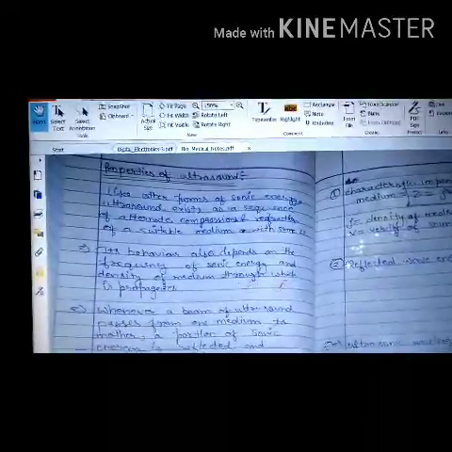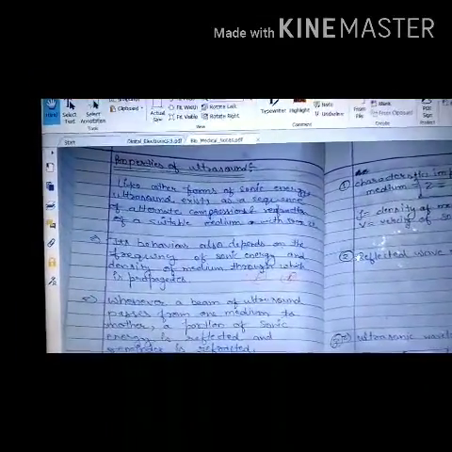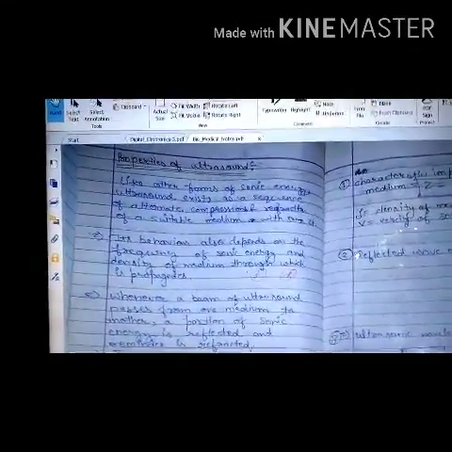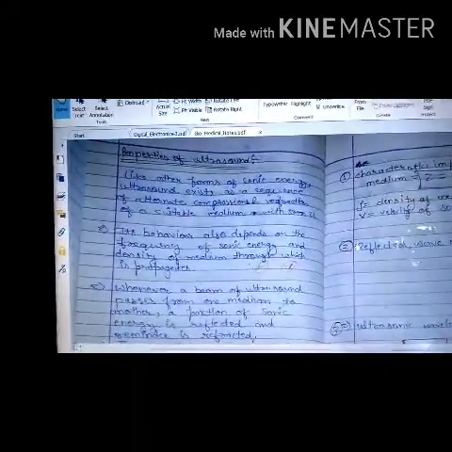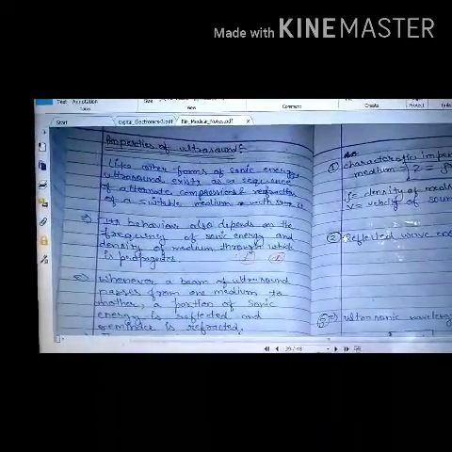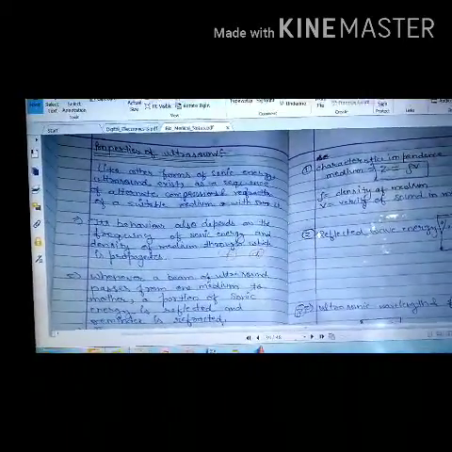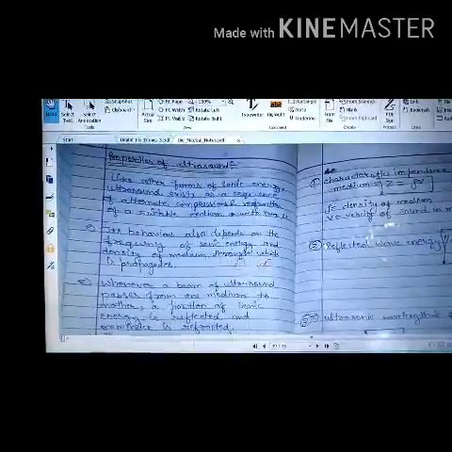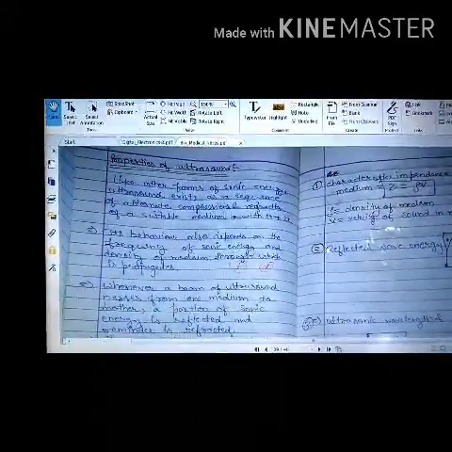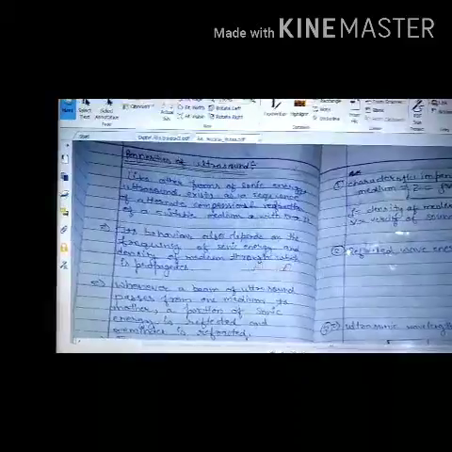Then comes properties of ultrasound waves. Like other forms of sonic energy, ultrasound exists as a sequence of alternating compression and rarefaction of a suitable medium, with a suitable frequency nu. Quite similar to frequency modulation in the FM technique that we might have studied in earlier classes. Its behavior also depends on the frequency of the sonic energy and the density of the medium through which it propagates. So the medium is a very important part in ultrasonic wave detection, and the properties and behavior of ultrasonic waves greatly depend upon the medium through which it is propagating. Frequency is also dependent on the same medium.